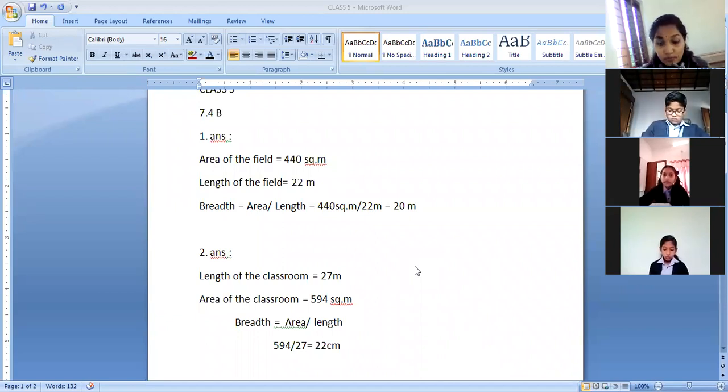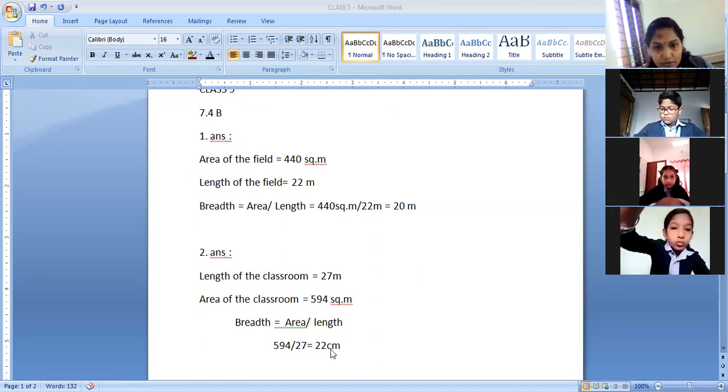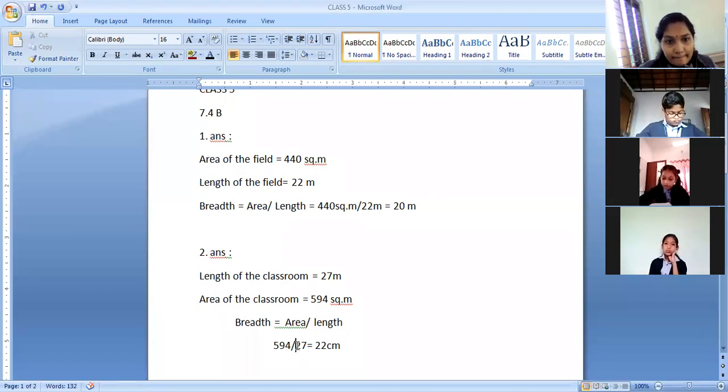What is its breadth? We have to find the breadth again. If you know the length and area, we have an equation to find the breadth. That is area divided by length. Area is 594 divided by length is 27. That is equal to 22 meter. Clear? Sorry, it is 22 meter. All the data were in meter.